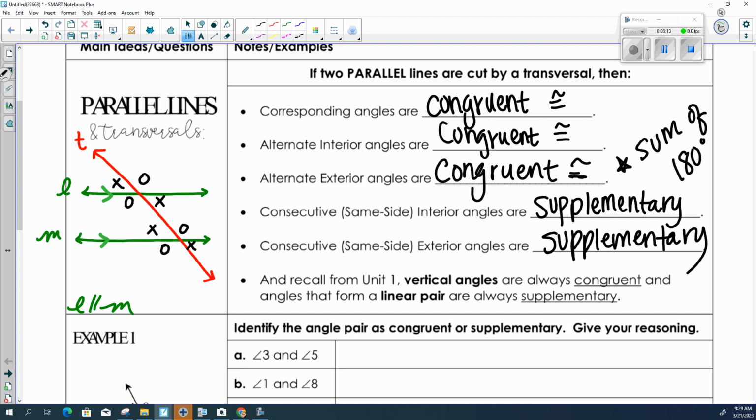Okay, after you write these words, if I ever need to tell you, just write sup and the symbol. You don't have to write those whole words again. I think on this page it's important, but beyond that, if it asks you, are these supplementary or congruent? Use the shortcuts.